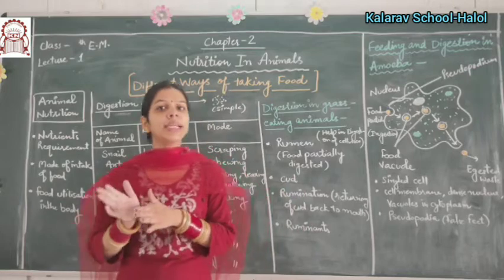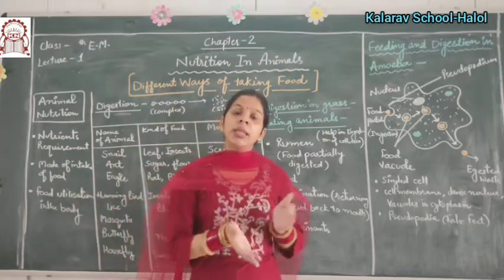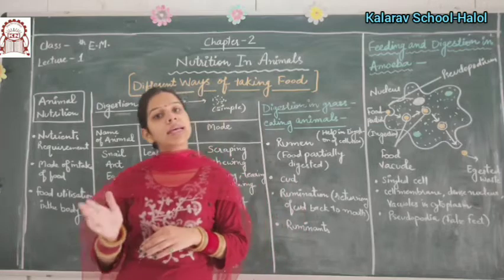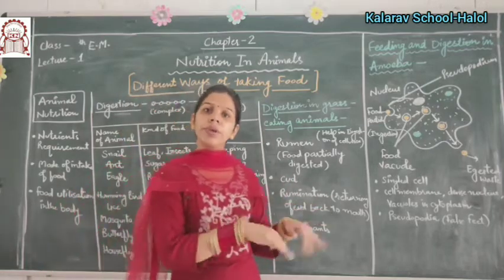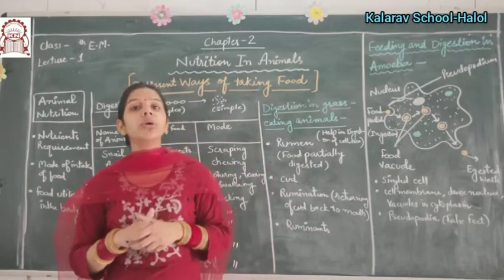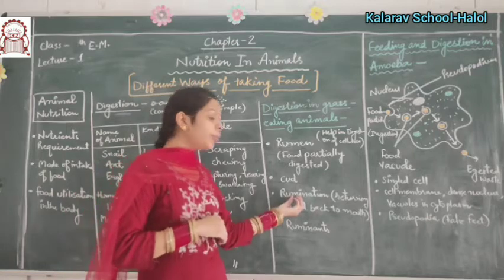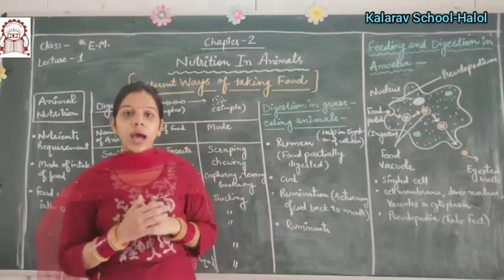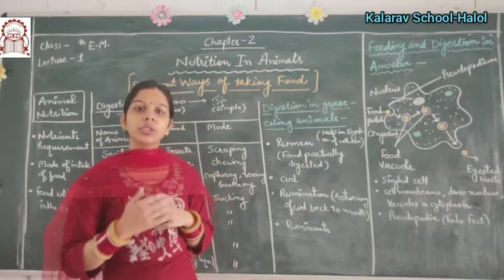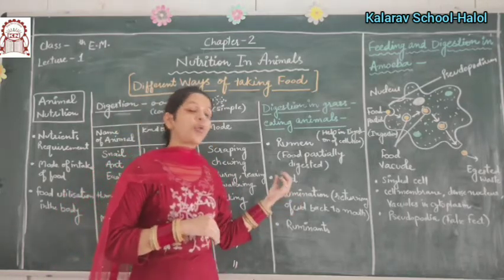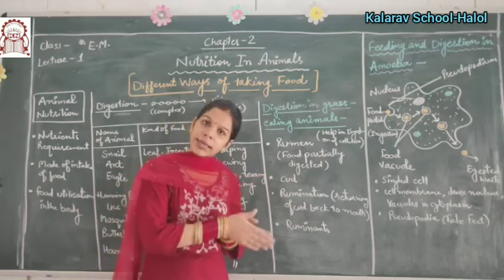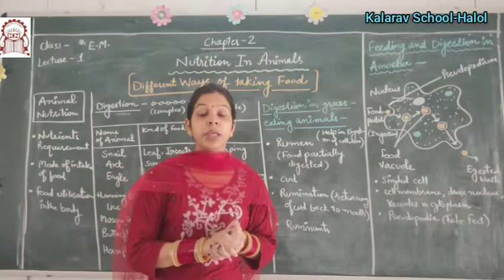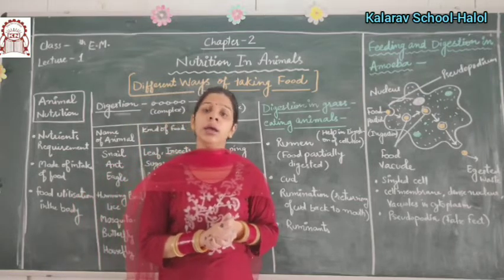Here the food is partially digested. After some time, the partly digested food, called cud, returns back to the mouth of the grass eating animals. The process of returning the cud to the mouth is called rumination. During rumination, animals chew their food and digest it. Animals doing this process are called ruminants. So the grass eating animals are called ruminants.